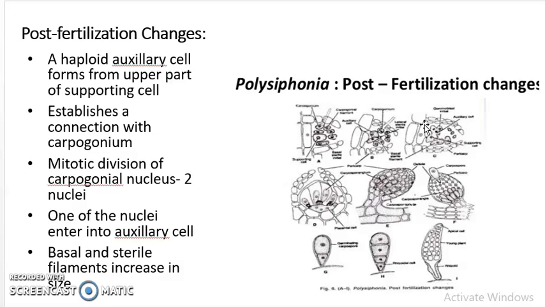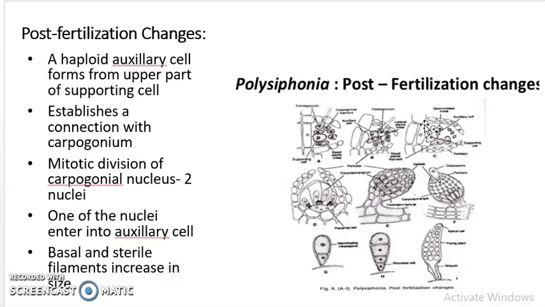It is also produced from the supporting cell. So the supporting cell is very important. It produced the carpogonium, the basal sterile filament, the lateral sterile filament, and now it forms the auxiliary cell. You have to remember that the whole thing happens in the female gametophyte, which is a haploid plant. So the auxiliary cell is also haploid. The only diploid one is the zygote in the female plant.